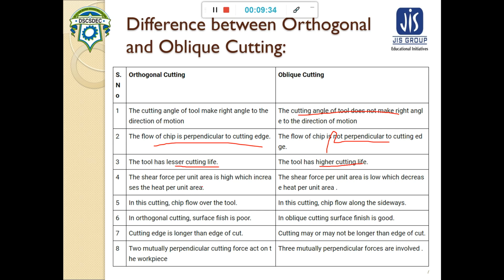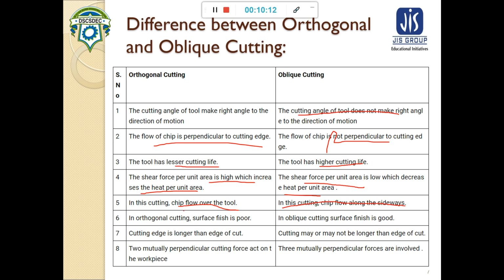In orthogonal cutting the shear force per unit area is high, which increases heat per unit area. In oblique cutting the shear force is low, which means heat is also low. In orthogonal cutting the chip flows over the tool, while in oblique cutting the chip flows sideways. In orthogonal cutting the surface finish is poor, but in oblique cutting a good surface finish may occur.